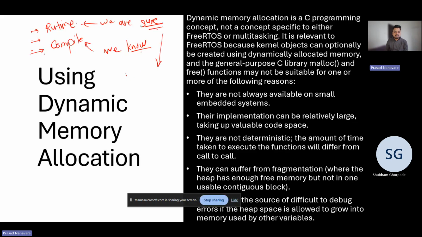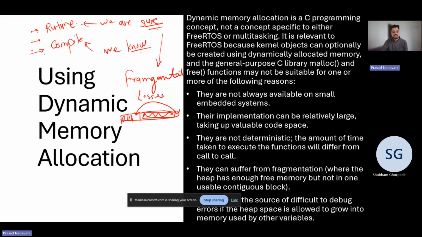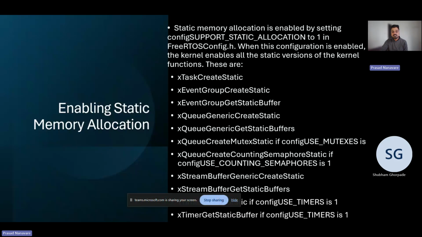Plus there are some fragmentation losses in dynamic memory allocation. We saw fragmentation loss in detail: a memory block is busy here and here too, but the space left in between is called fragments. So this happens in dynamic memory allocation. Then how do we use it? It's mentioned in detail, and there are some commands for enabling static memory allocation. You can go through them.